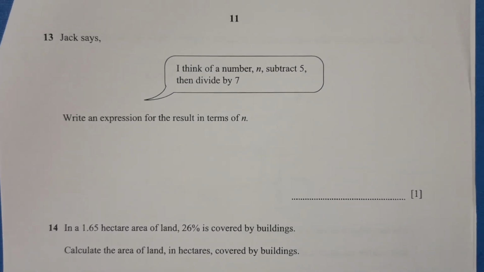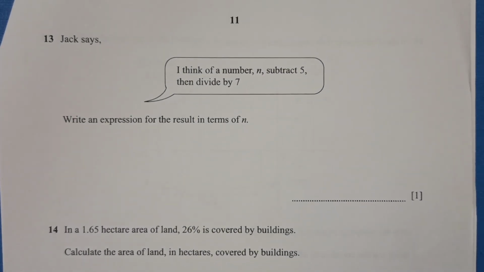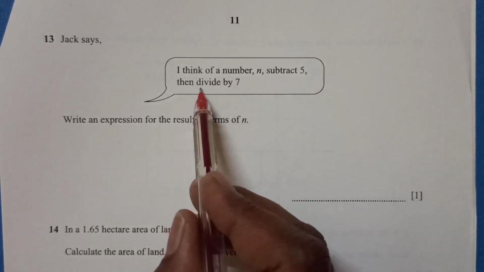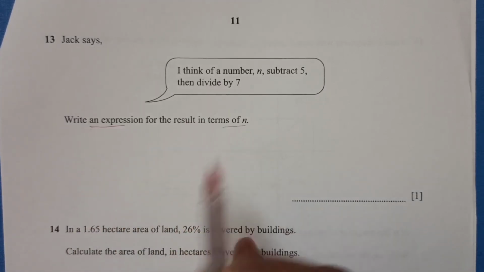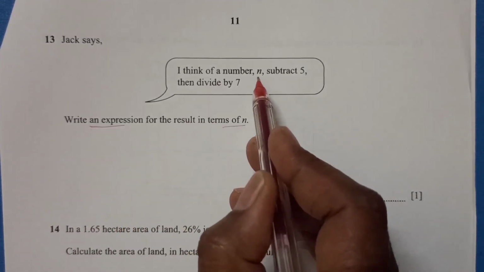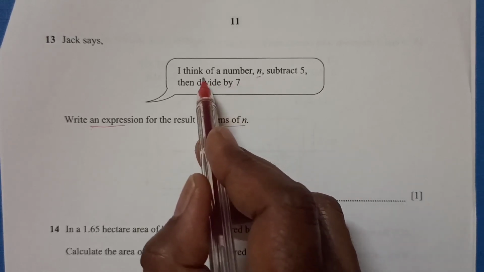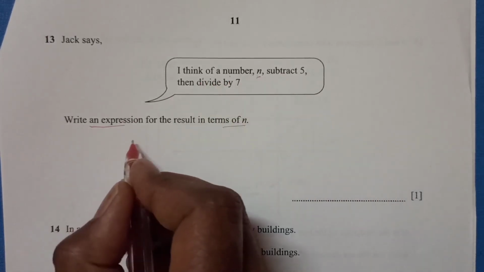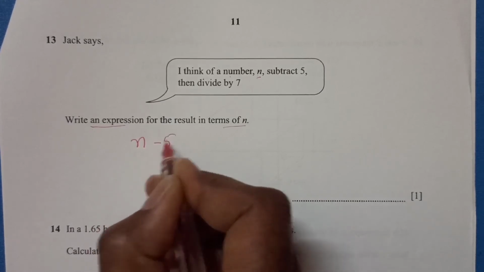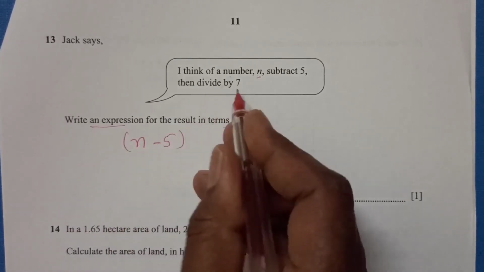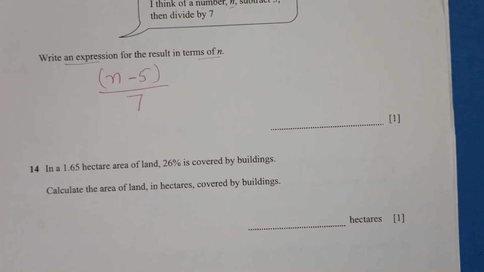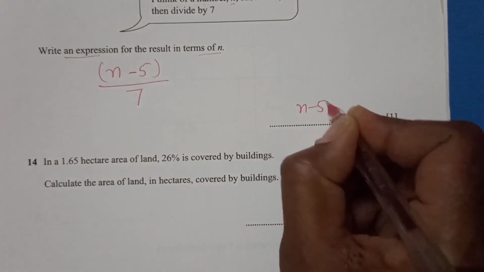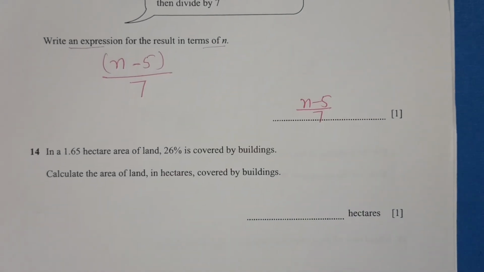Now question number 13. Jack says, I think of a number n, subtract 5 and then divide by 7. Write an expression for the result in terms of n. So we are taking n as a variable. I think of a number, subtract 5. So n minus 5, right? Then divide by 7. So this is the expression. So it is n minus 5 over 7, right?